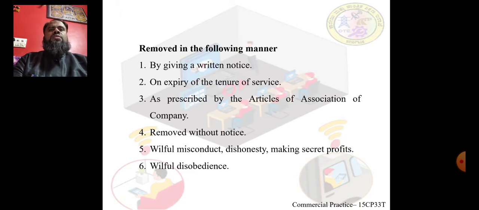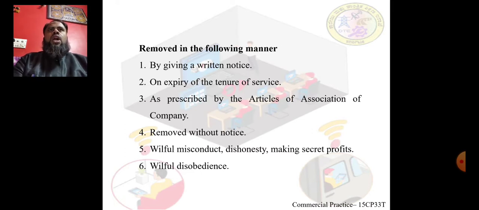Then we come to the next one. Now the company secretary may be removed in the following manner. The circumstances for the removal of the company secretary are as follows. The first one, by giving a written notice. A written notice should be sent to the company secretary stating that he or she is terminated from the post of company secretary.